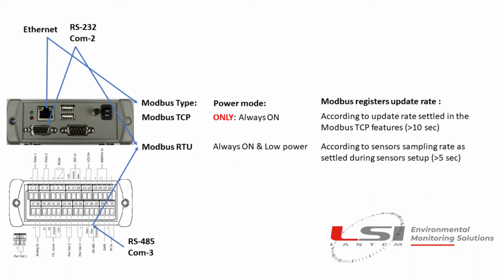Using RTU protocol type, the Modbus values registers are updated according to the sampling rate set during sensor setup for each sensor. We suggest, for Modbus RTU purposes, setting the sampling rate above 5 seconds. Using TCP, this rate is programmable for the whole set of sensors. We suggest setting this value above 10 seconds.